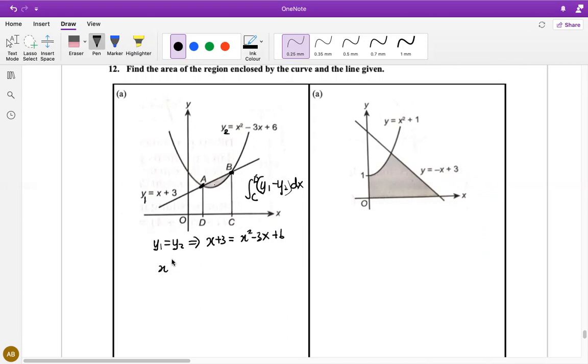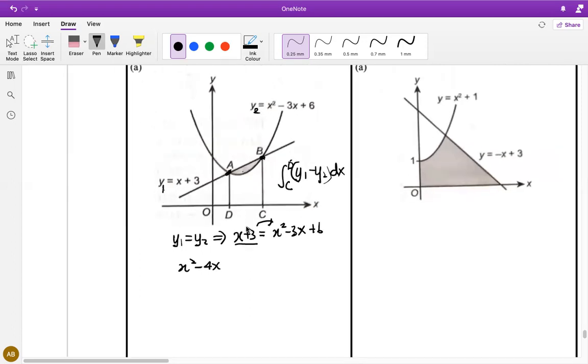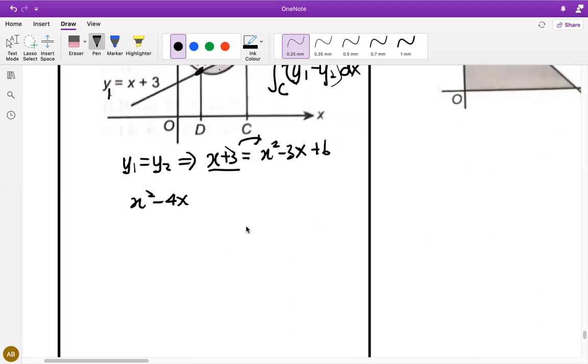So you get x squared minus 4x. Everything on the left, you move to the right. Then 6 minus 3 is plus 3. Therefore, we have (x - 1)(x - 3) = 0. Therefore, x equals 1 and 3.